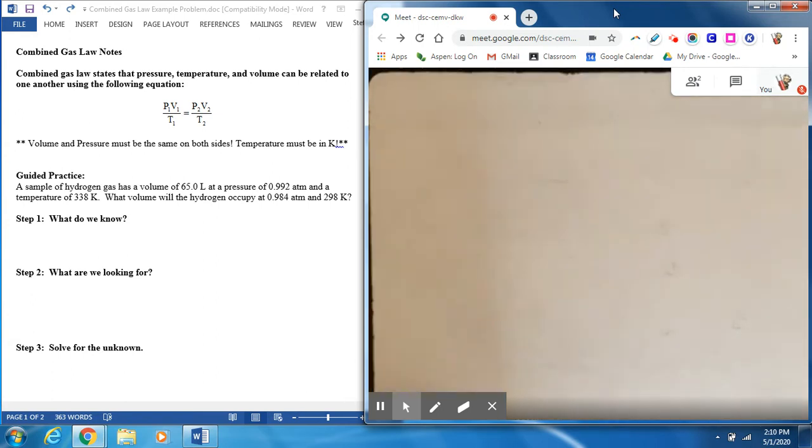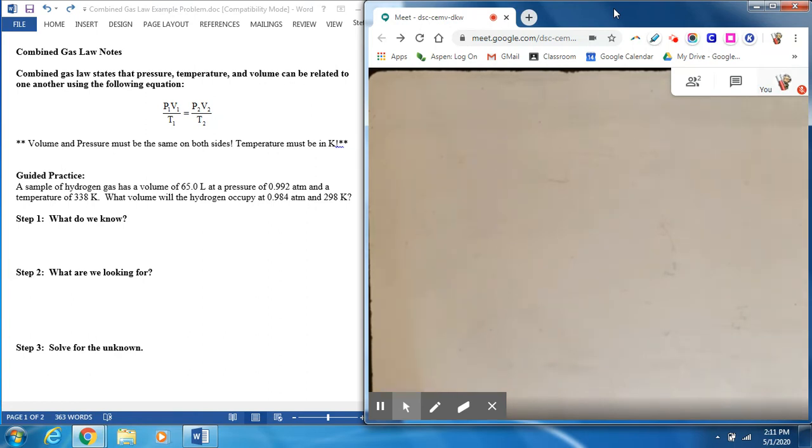So here's a question. It says, a sample of hydrogen gas has a volume of 65 liters, a pressure of 0.992 atm, and a temperature of 338 Kelvin. What will the volume of the hydrogen be at 0.984 atm and 298 Kelvin? So if we start to change things like pressure and temperature, how does the volume change? This kind of stuff's important if you work in engineering, because you need to make sure that the size of your container is correct depending on what will happen to that container as it ships or transports across the country or to a whole new place.